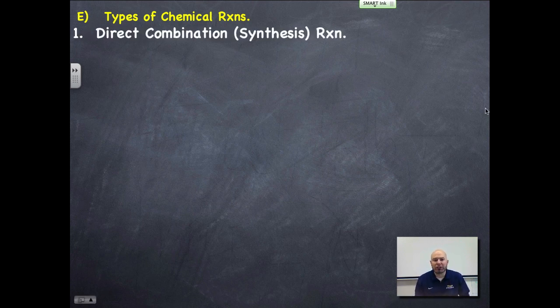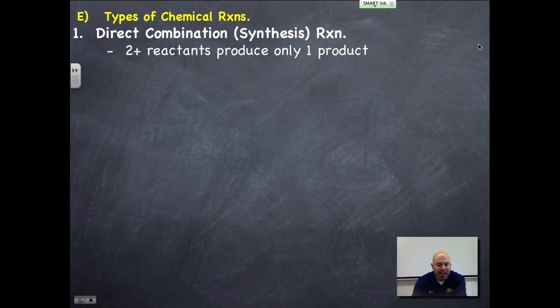The first is direct combination or synthesis. Depending on who you ask, they may describe it different ways. Direct combination, synthesis reaction. It's one of the simplest types of reactions. And basically, if I describe it as this, I think I can define it and then also give some examples. I think it'll be pretty simple to understand. But basically, it's when two or more reactants get together to produce only one product.